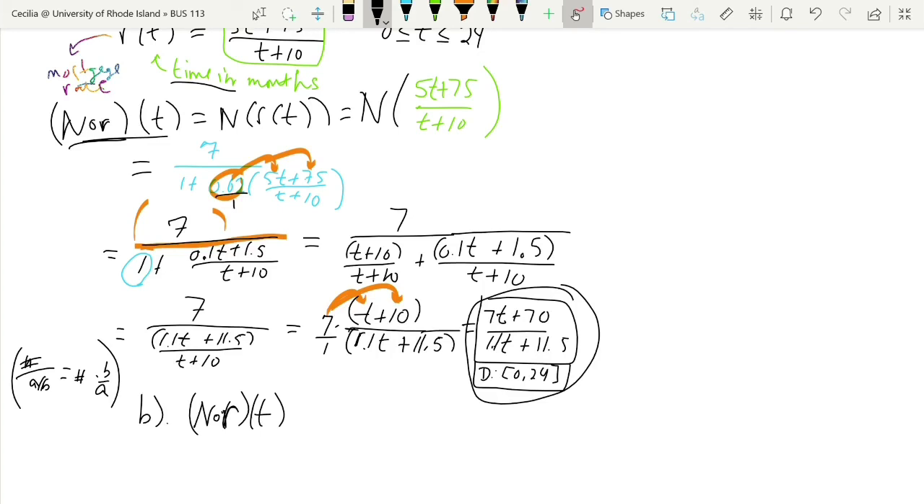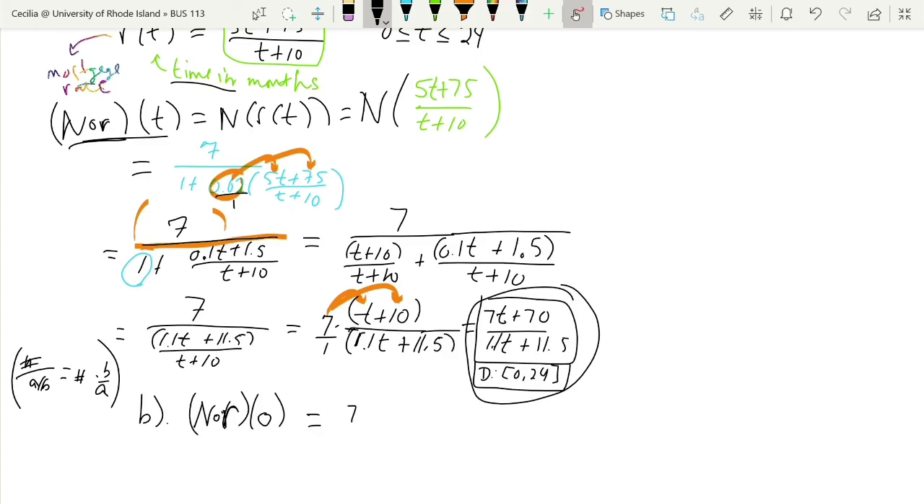So we actually want to ask the question now, and now is considered when this function is applicable. So it's between now and 24 months from now. So now is at month 0. So if we put this in, we find that 0 is included in the domain, so we're okay there.